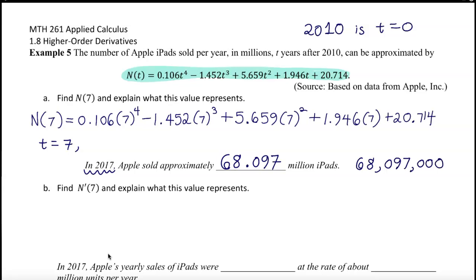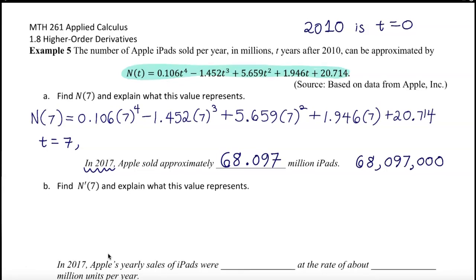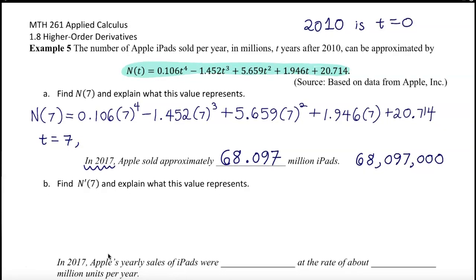Okay, but this wasn't too difficult or anything, right? We just had to plug it in, and that's what it was. But in case I made a typo, please let me know so that I can take this video down. All right, how about N prime of t? Ooh, for this one, we will need to first find the derivative. First, find N prime of t. And then we're going to plug in t equals 7, okay?